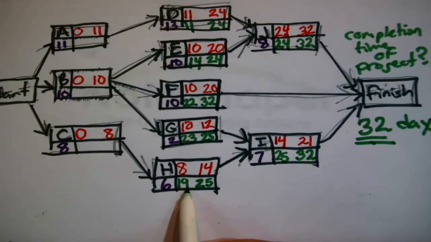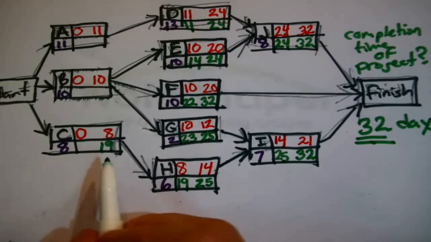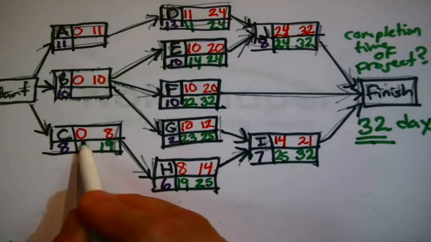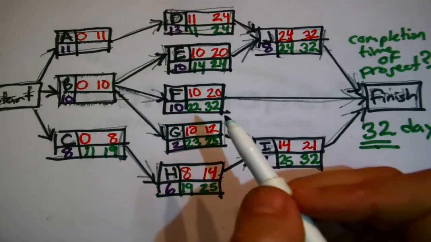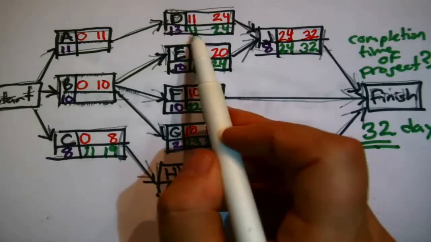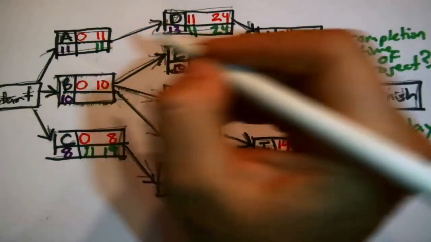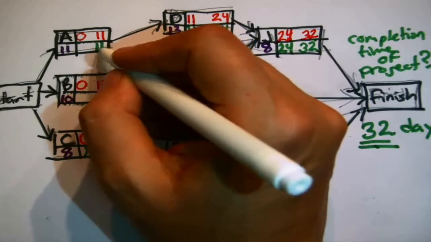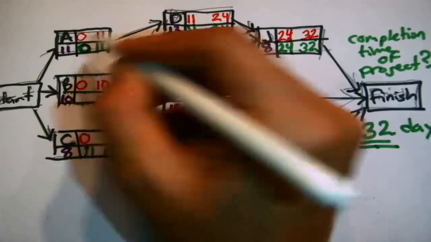Oh, here's an easy one. We can just pass the number. H can't start till C finishes. It's got to start at the latest in 19 days. That is C's deadline. It has to finish at the latest in 19 days. 19 minus 8 is 11. C could start at the latest 11 days from now. And up here is another easy one. This 11, the late start time for D, becomes that 11, the late finish time for A, the only thing it's waiting on. 11 minus 11 is 0.